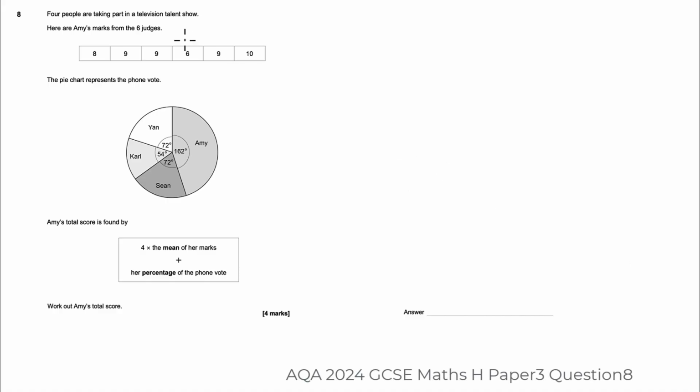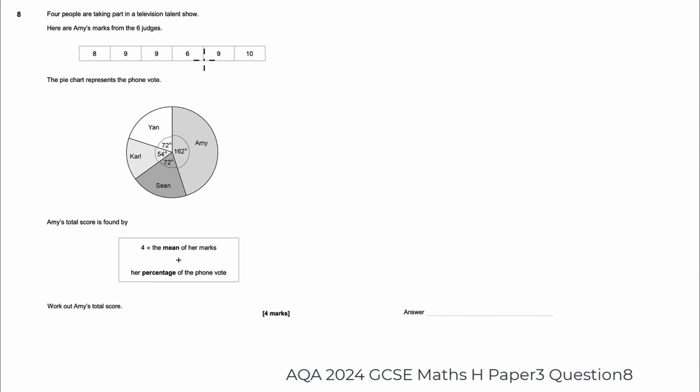So here we have question 8. And we're talking about 4 people who take part in a TV talent show. In particular, we're focusing on Amy, and we're trying to work out her total score. Now, there's a formula down here for working out her total score. And we're told it's 4 times the mean of her marks. That's this table up here.